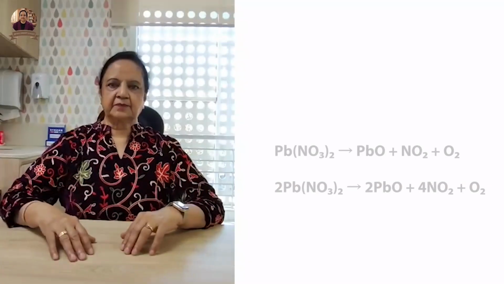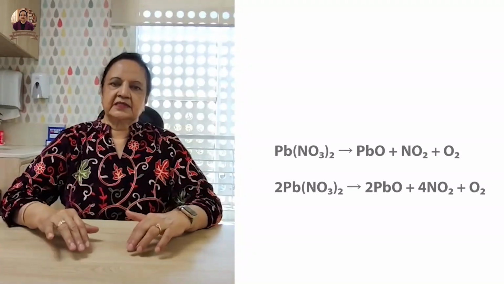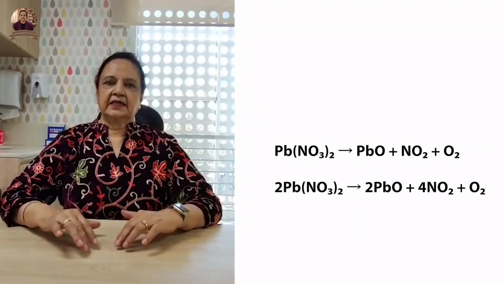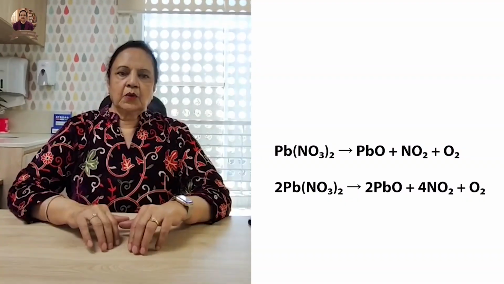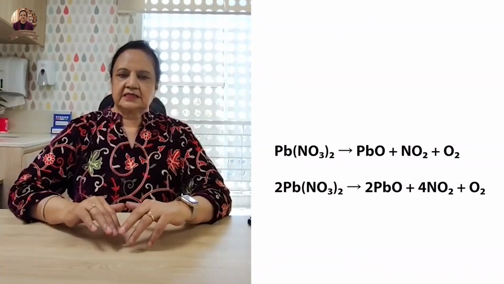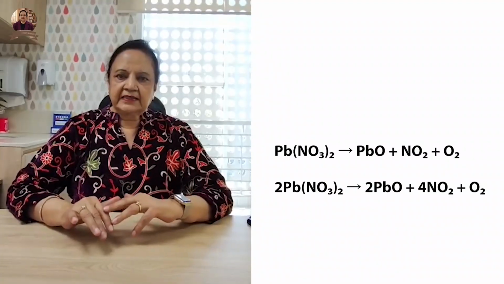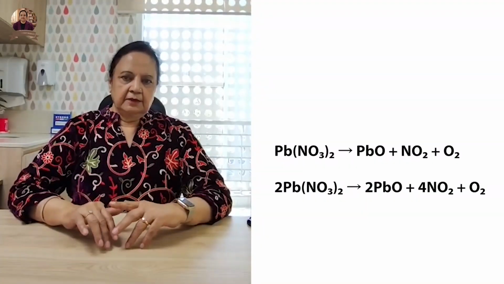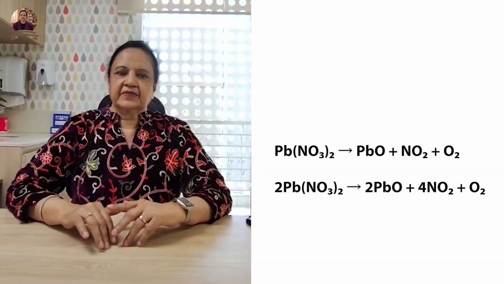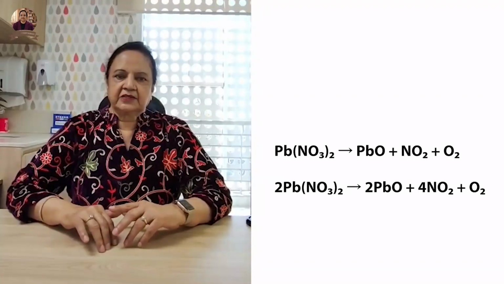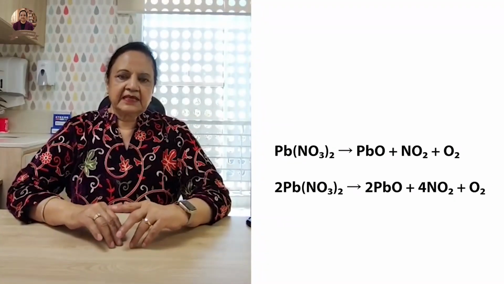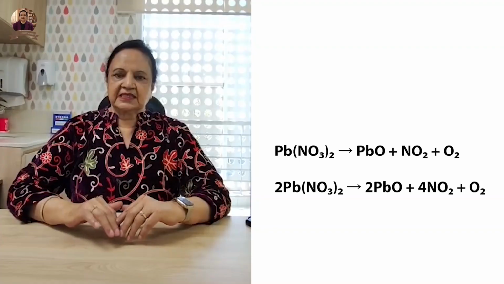We begin with chapter 1, Chemical Reactions and Equations, the language of chemistry. What type of reaction is this? One reactant breaks into multiple products. That is a decomposition reaction. Remember, many thermal decompositions give a metal oxide and gases.